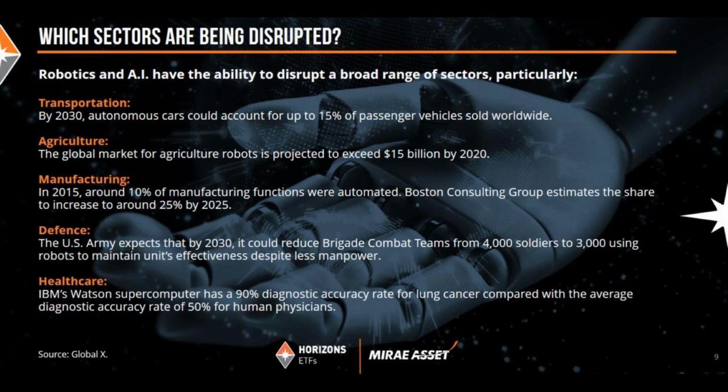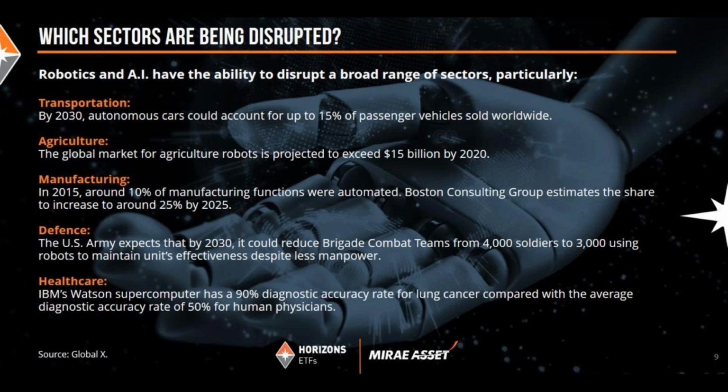So what are the sectors that are being disrupted? Well, the big ones that I've highlighted are transportation, agriculture, manufacturing, defense, and healthcare. And thanks to my friends at Global X, who run the largest artificial intelligence and robotics ETF in the world, they put this together. But I think it really hammers home what we're sort of looking at when we look at where the things are that could be disrupted.